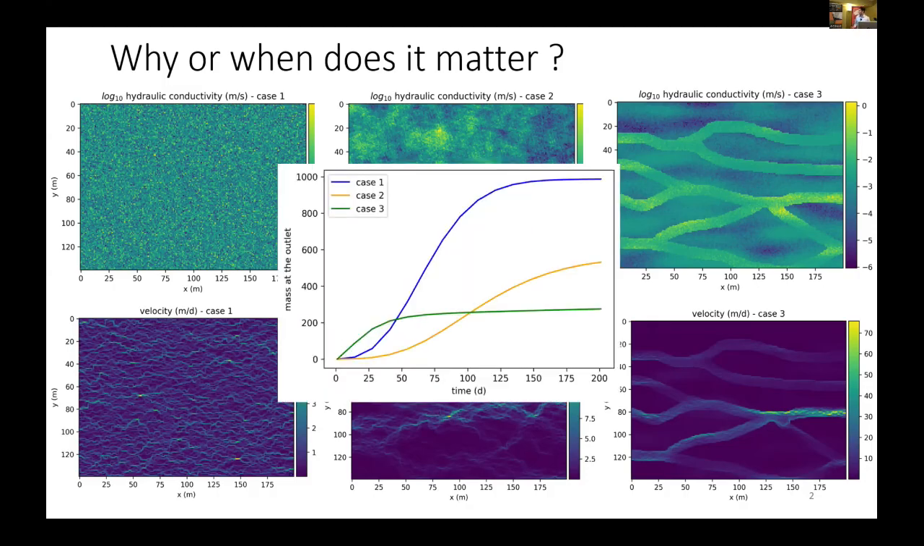And if you look at transport at the outlet of the model, typically for the different cases, you will see very different arrival times. So the fastest medium will be the third case, and the slowest medium, somehow, to let a contaminant go from the left to the right side of the medium would be the second case.